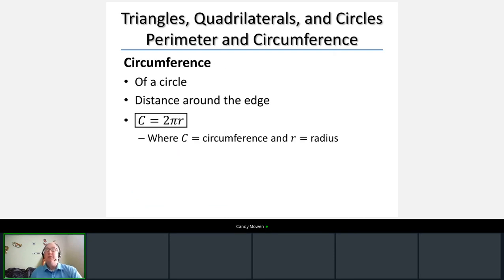The circumference of a circle is the distance around the edge. C equals 2 pi r, where C is the circumference and r is the radius. Pi is 3.14. They may ask you to use that decimal equivalent. If not, and you're allowed to use a calculator, then they might ask you to use the pi function key on your calculator.